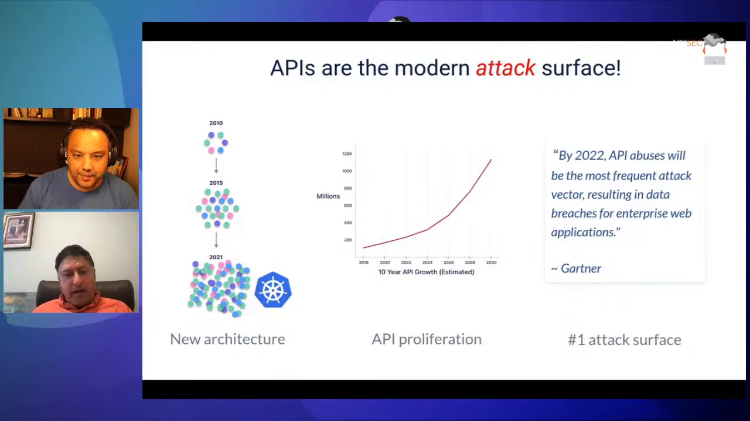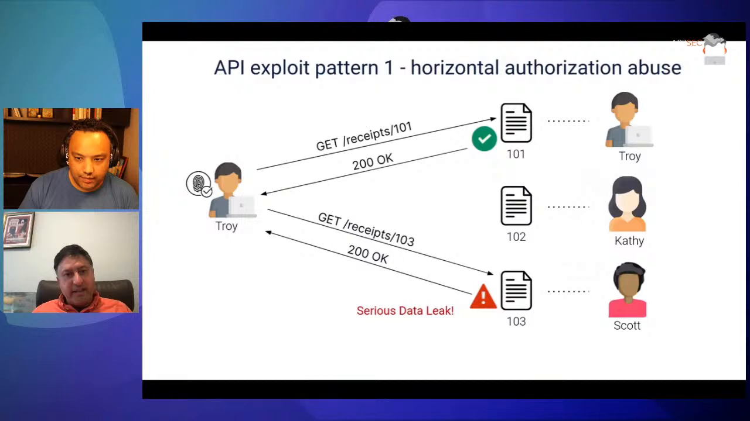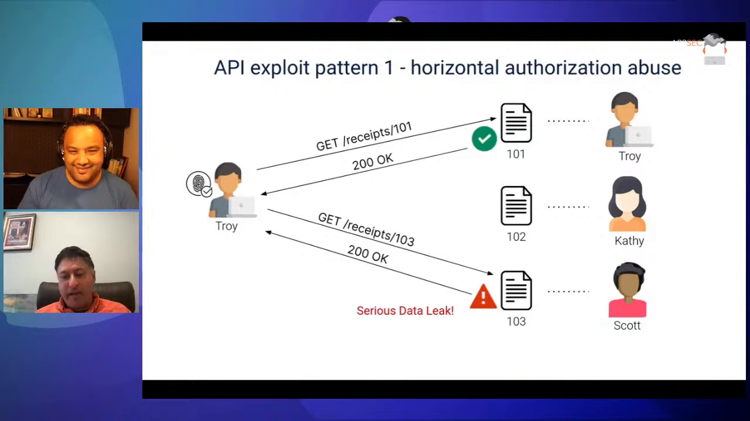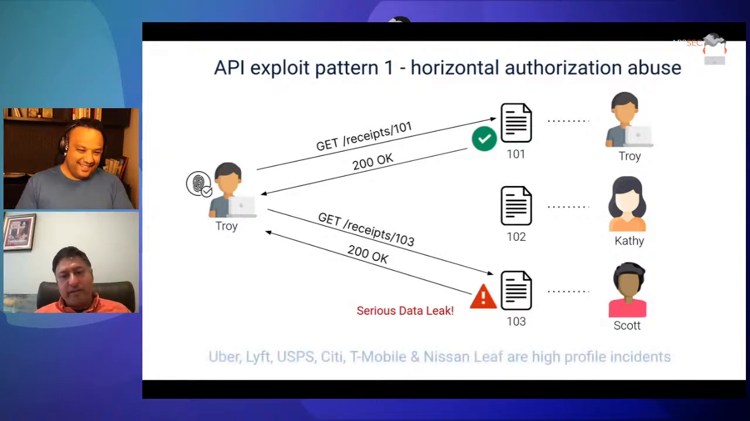And in terms of attack surface, let's actually look at API attack patterns that are very prominent these days. The very first attack pattern is what we call horizontal authorization abuse. And this picture is actually from an incident that happened at Uber several months ago. Again, Uber is in the news a lot, and we're not trying to jump on that bandwagon. This is something that happened many months ago, and it's happened in many other enterprises as well.